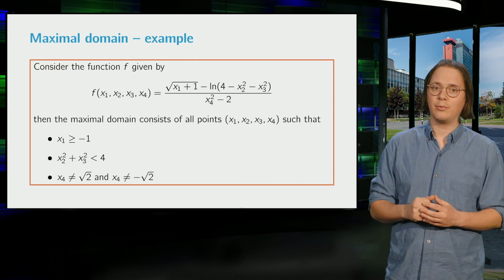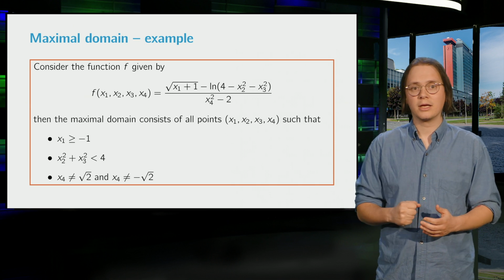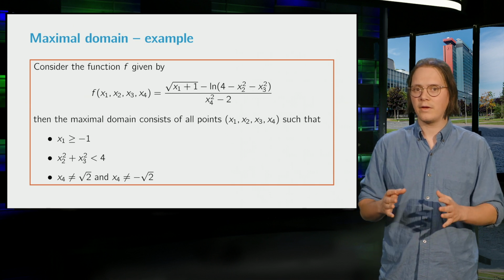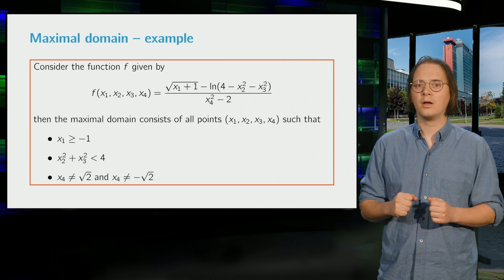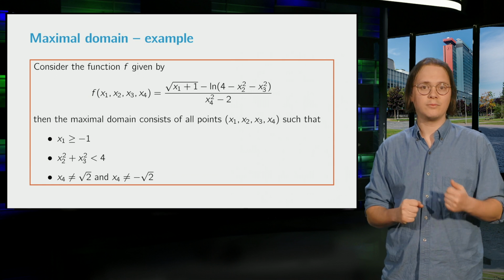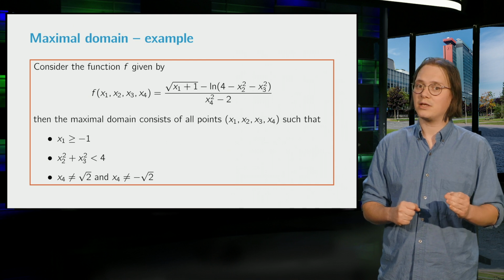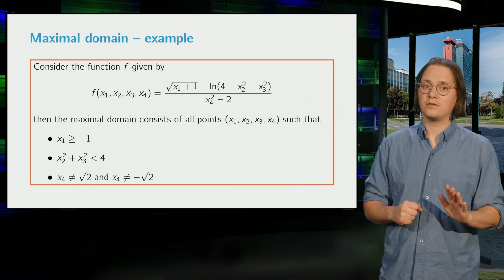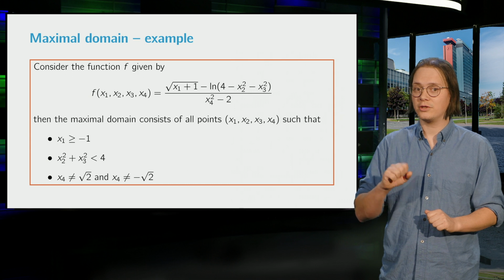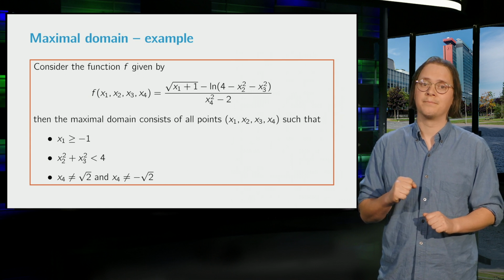Here is another example of a function of 4 variables given by a formula. Take a moment to read the formula, and then note that the maximal domain indeed simply consists of those points such that we do not divide by 0, we do not have negative numbers in the square root, and we do not have non-positive numbers in the logarithm.